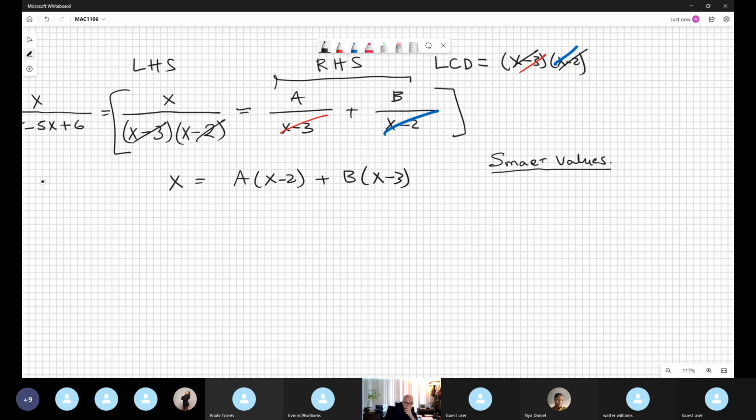Remember, a smart value is an x value. When you plug it into our expression, at least one term disappears, it's 0. So what smart value do you consider useful in this example?